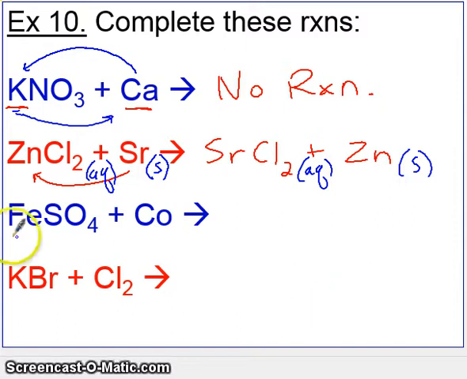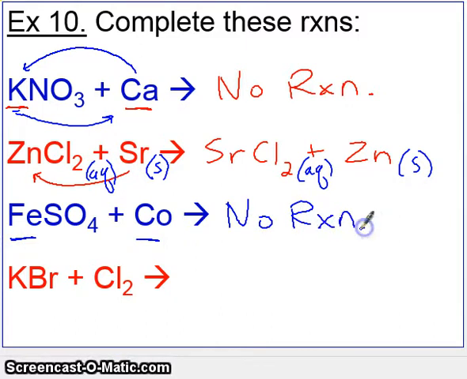We have iron going up against cobalt. Now if you take a look at the activity series, let's go ahead and think about who is more active. So take a look at the activity series. Is iron or is cobalt above? You can see that the iron is slightly above cobalt. So since iron is more active than cobalt, again, there will be no reaction here.